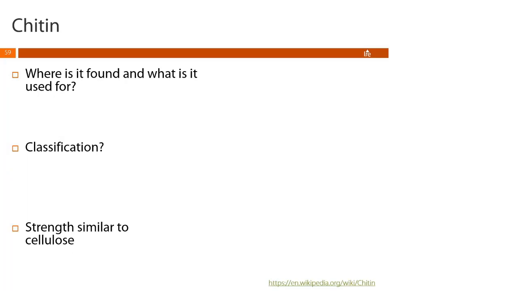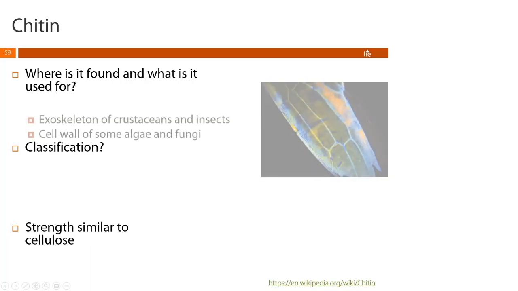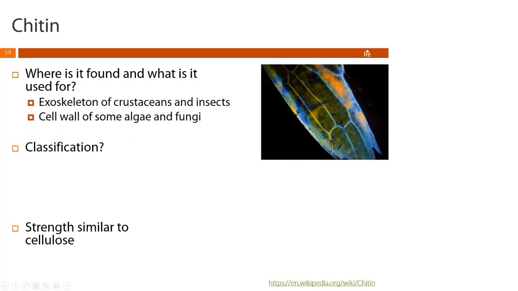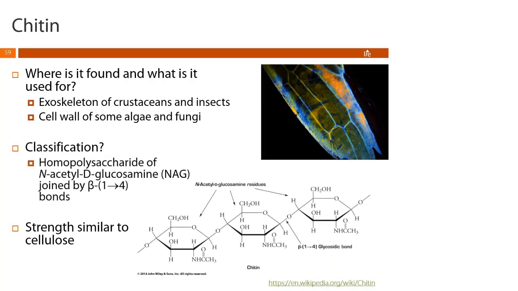Okay, our next polysaccharide is a molecule that is very similar to cellulose, and that is chitin. Chitin is found in the exoskeletons of crustaceans and insects, and it's also found in the cell walls of some algae and fungi. So chitin is another homopolysaccharide of beta-1,4 linkages, but it's made up of N-acetyl D-glucosamine residues instead of glucose.